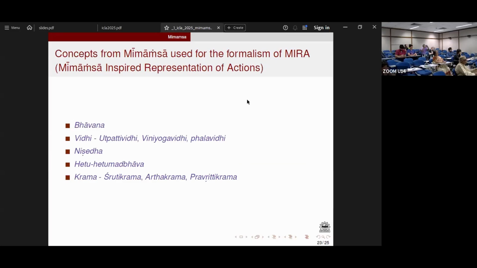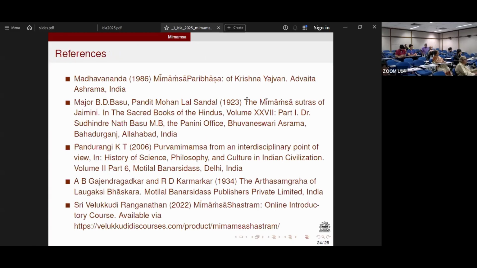Nishedha, then Hetu-Hetumad Bhava. And in Krama, we looked at Shuddhi Krama, Artha Krama, and Pravritti Krama. These are the aspects that have been taken into our formalism. How that has been done will now be dealt with by Bhama. That will be followed by various applications of the formalism. I hope some understanding of the concepts is there.